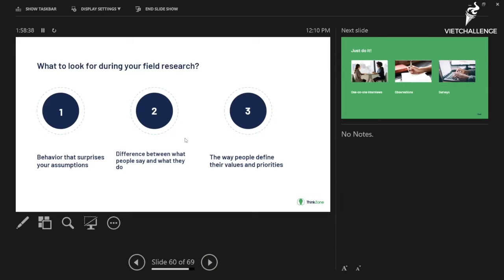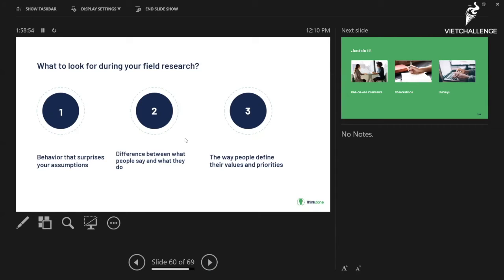Second, difference between what people say and what they do. So look for that. Many times what people say is not aligned with what people do. If you ask people, would you buy this app? They will always say yes. Will they actually buy it? Most likely no. So try to look for contradictions.